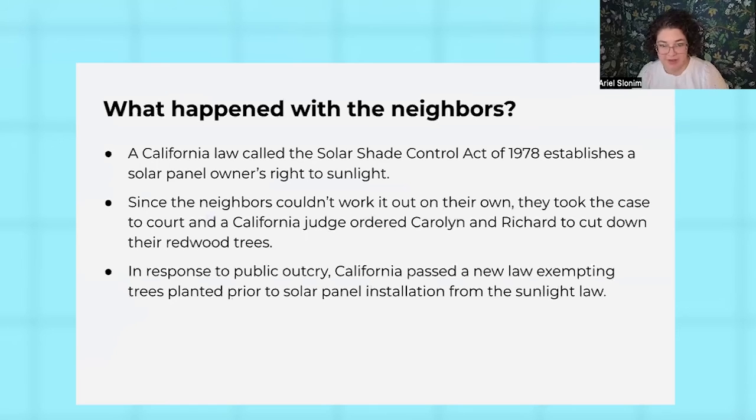And California did, in fact, this was a real situation. So this scenario from the bell ringer did happen, and California solved this problem. They defined a right to sunlight in the Solar Shade Control Act of 1978, and the California judge ordered the trees cut down. Now, there was a lot of public outcry. Everybody loved these beloved redwood trees. So they redefined the law and updated it to exempt trees planted prior to the solar panel installation. If you plant the trees first, the trees get to stay. If the solar panels are first, the solar panel stays. So this is based on whoever's there first.